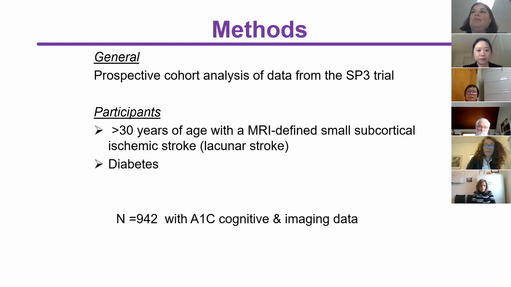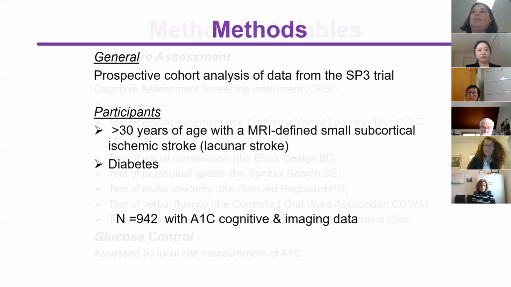So this was a prospective cohort analysis from the SPS3 trial. The SPS3 cohort included individuals over the age of 30 with recent symptomatic subcortical strokes with no evidence of cortical strokes and no evidence of severe cognitive or functional impairment. This analysis pertains to the 942 individuals who participated in the study, also had diabetes, and had available A1C values, cognitive and imaging data. Next slide.